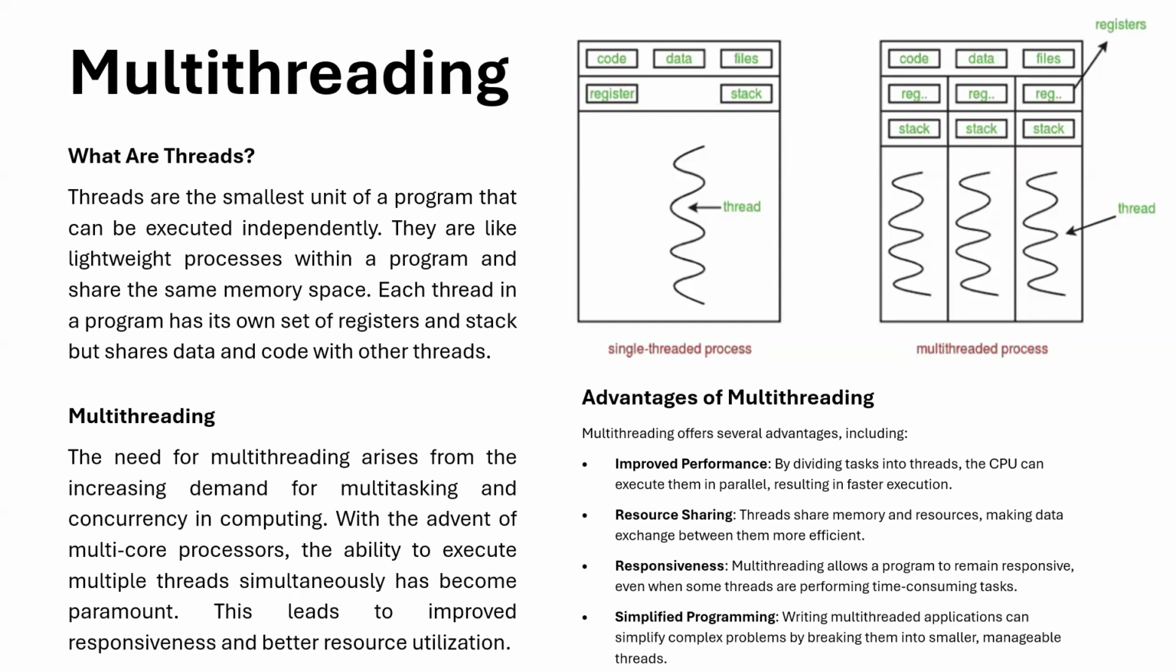Responsiveness: threads allow a program to remain responsive even when some threads are performing time-consuming tasks. What it means is that you don't have to queue, that's what we call responsive. You don't have to queue and wait. We are going to see different scheduling, by the way, because it is very important in this discussion. So it's simplified programming. Threaded applications can simplify complex problems by breaking them into smaller, manageable threads.